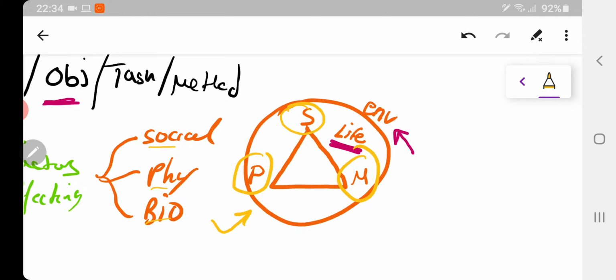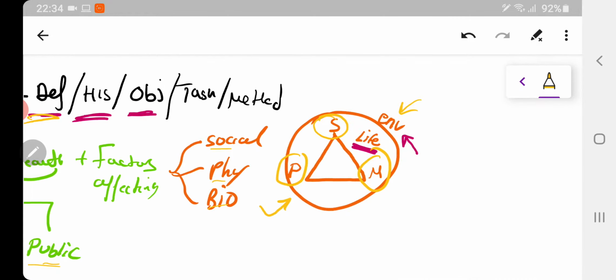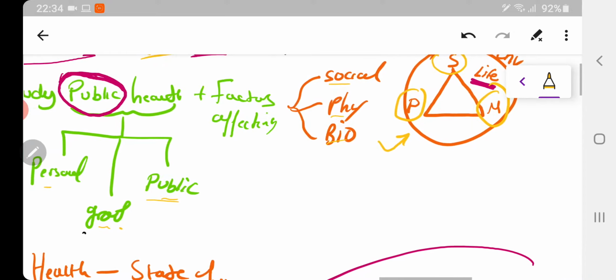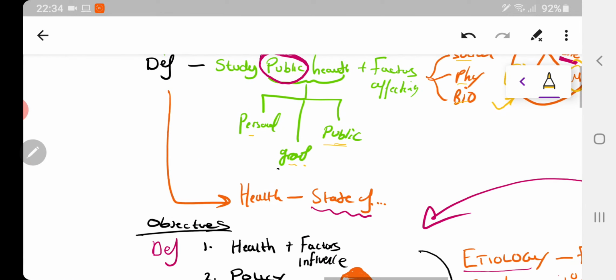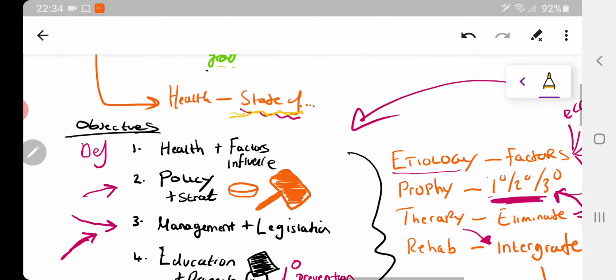Because we can alter it. We can have some management of it. But the environment is outside the circle, we don't have any management over it. The environment affects us. We don't affect it. Now, health. If you were to say what health is, you know what it is. State of complete blah blah blah.